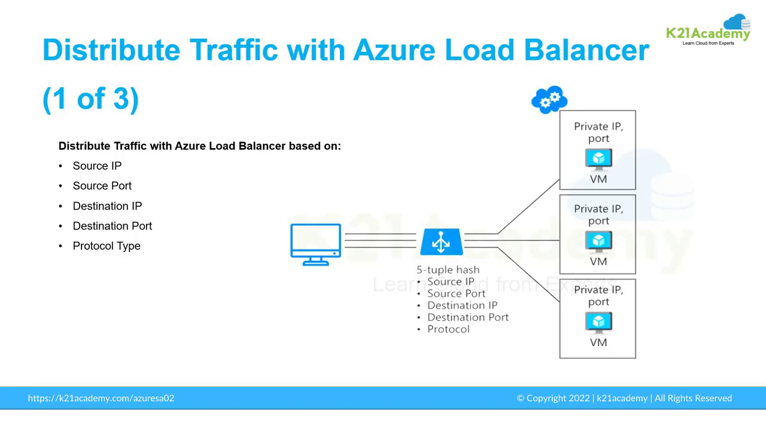The picture shows how the traffic is load balanced between the backend VMs. It goes with the 5-tuple hash, and the 5 elements are source IP, source port, destination IP, destination port, and protocol.